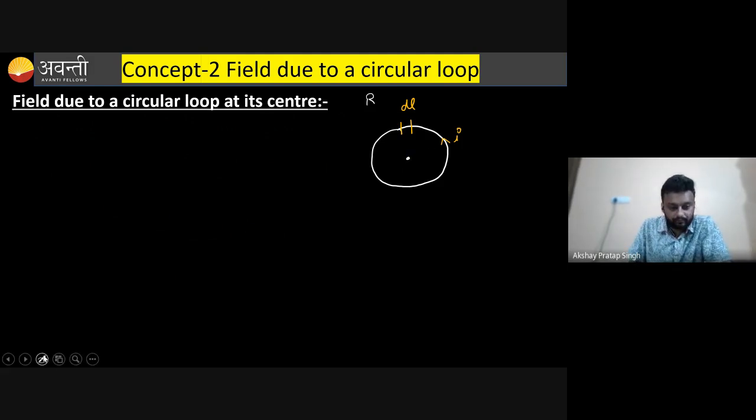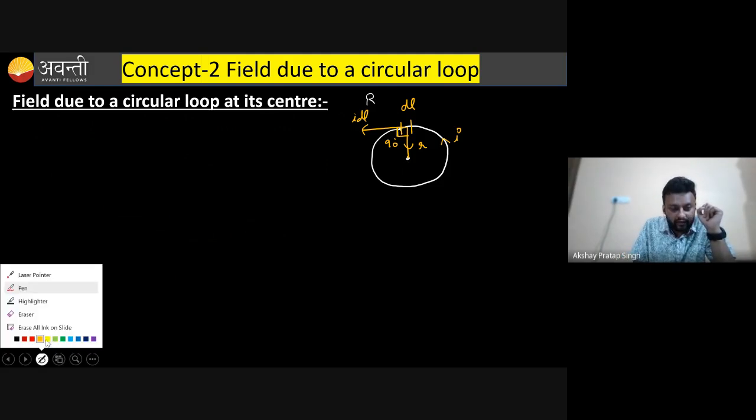So what is the direction of IdL? This is the direction of IdL. What is the direction of R? This is the direction of R. The angle between IdL and R is, you can see, 90 degrees. Tangent and radius always make a 90-degree angle.